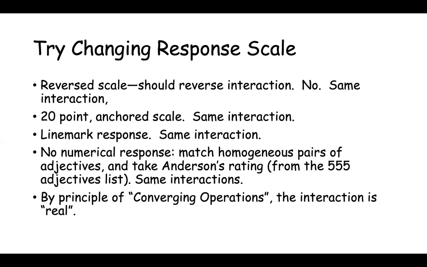How about we take pairs that are close together on the list, that are right next to each other on the list, and have somebody say, how much would you like somebody who's, say, phony and mean, or how about phony and intelligent? How about you find a pair from Anderson's list that are close together and match them? So we're matching two adjectives to two other adjectives, but two of them are homogeneous in value. And we take Anderson's rating, and I got the same interactions. So by the principle of converging interaction, I concluded the interaction is real.